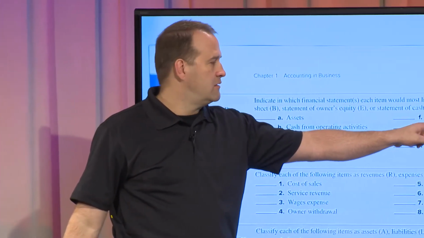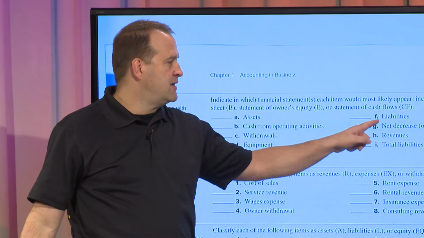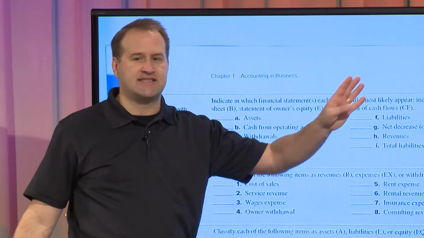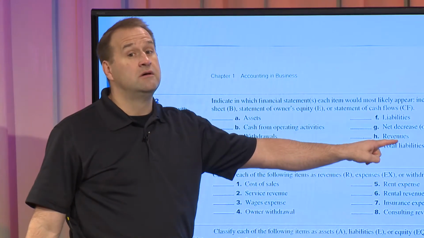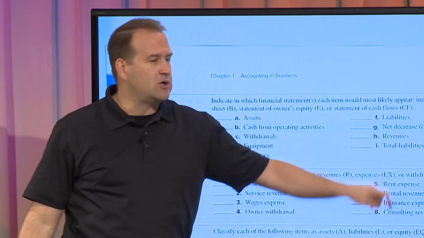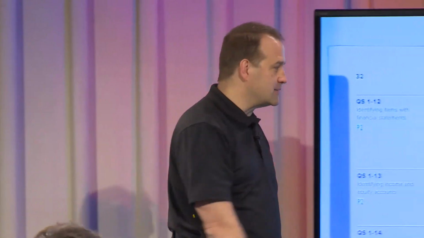Liabilities go on the balance sheet. Net decrease or increase in cash, that's a statement of cash flows. Okay. What about revenues? Income statement. Total liabilities and equity. Balance sheet, right? I want this to be easy. Okay. Any questions on that?